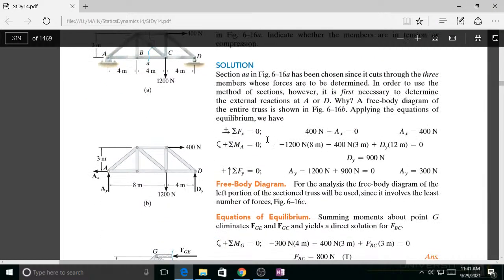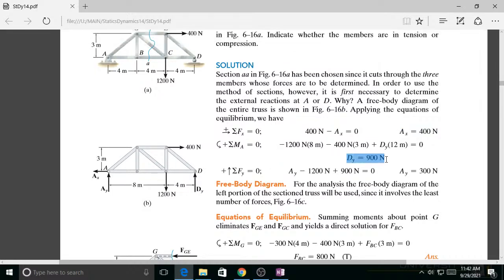That's the first thing he did, if you notice he did the sum of force X first and determined AX was 400. Then he did the sum of moments about A. He did A to find D. I did D to find A, but it doesn't really matter. So he finds DY of 900. Then he sums the forces in the Y, recognizing that this, that, and that are the only three going vertical. So he says AY's got to be 300. Then, only after he figured out all those loads.